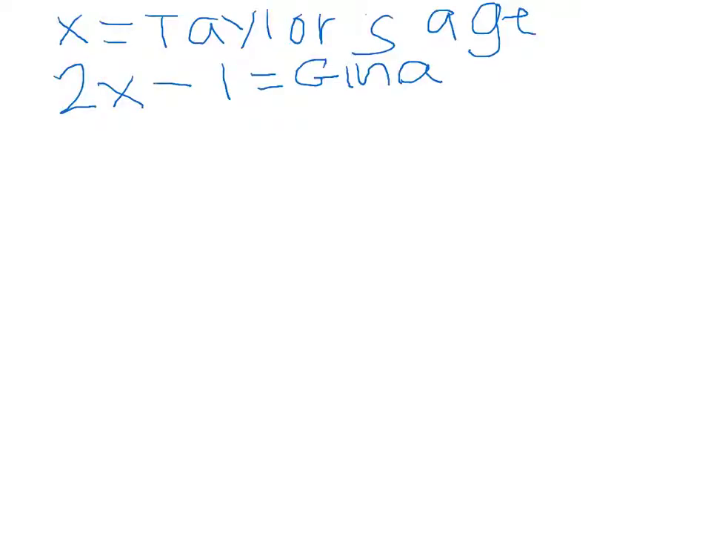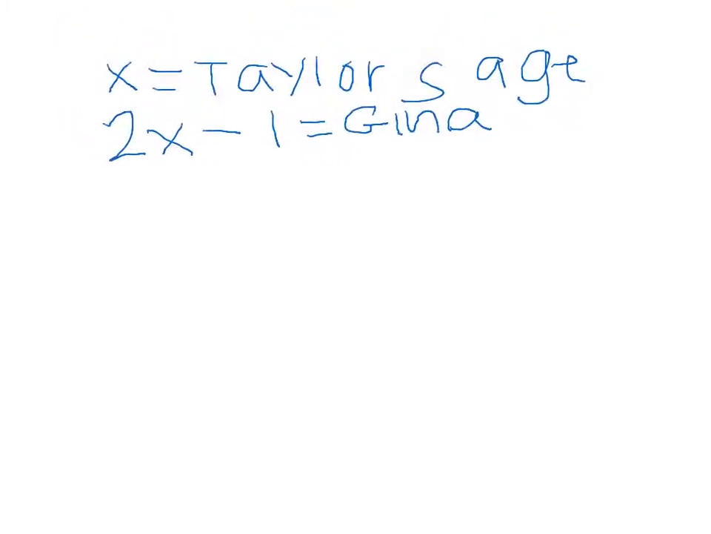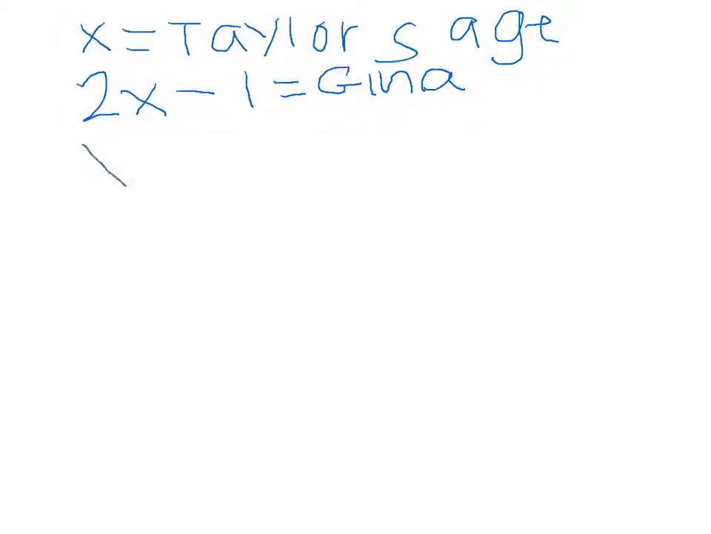Hey guys, so I'm back with basically what x equals. So x equals Taylor's age, and 2x minus 1 equals Gina's age, since Gina is 1 year less than 2 times Taylor's age. So next what we want to do is plug everything in, since it said the product. So then we would want to do x times 2x minus 1 equals 66.